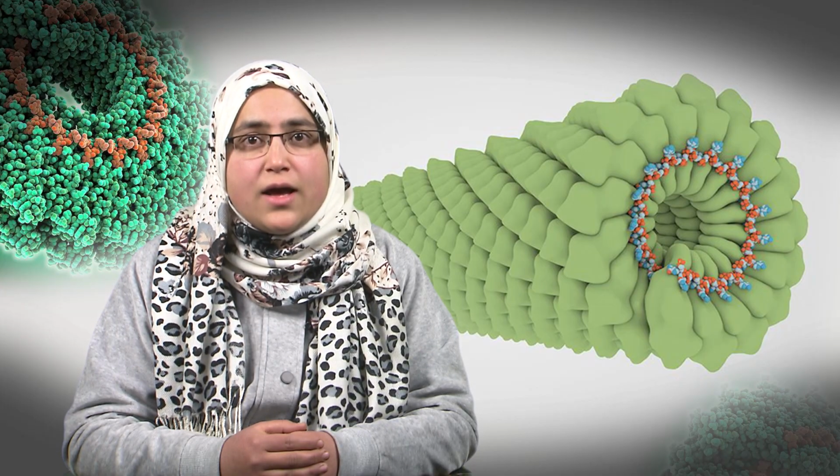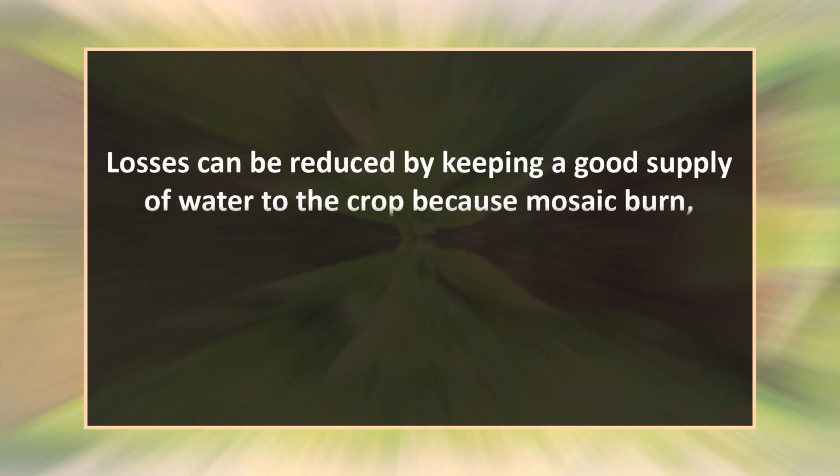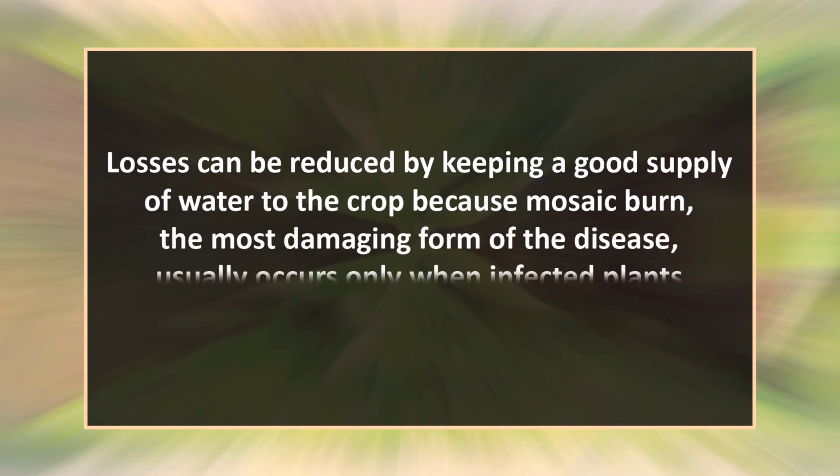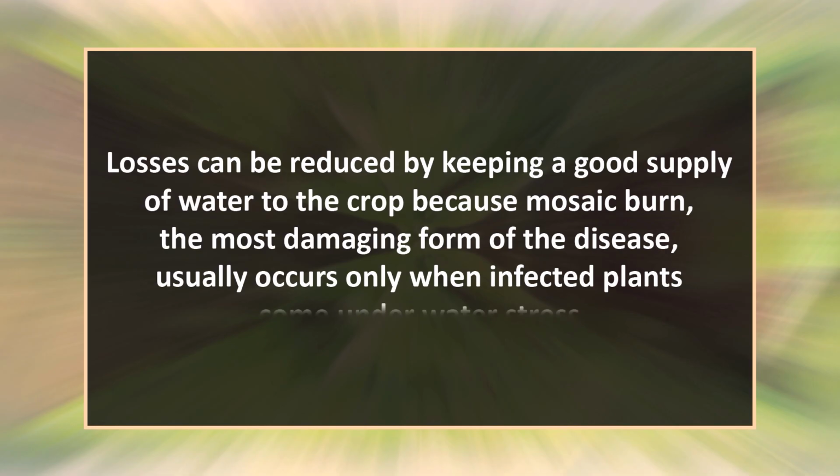It is seldom feasible or of value to rogue plants after lay-by because most secondary spread occurs during or before this operation. Losses can be reduced by keeping a good supply of water to the crop because mosaic burn, the most damaging form of the disease, usually occurs only when infected plants come under water stress.